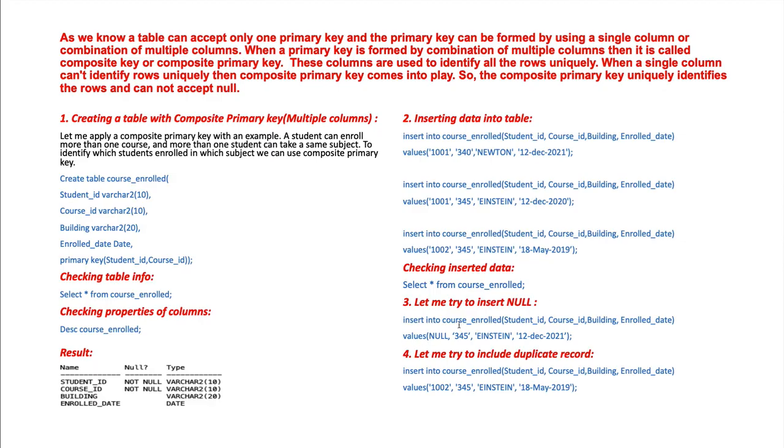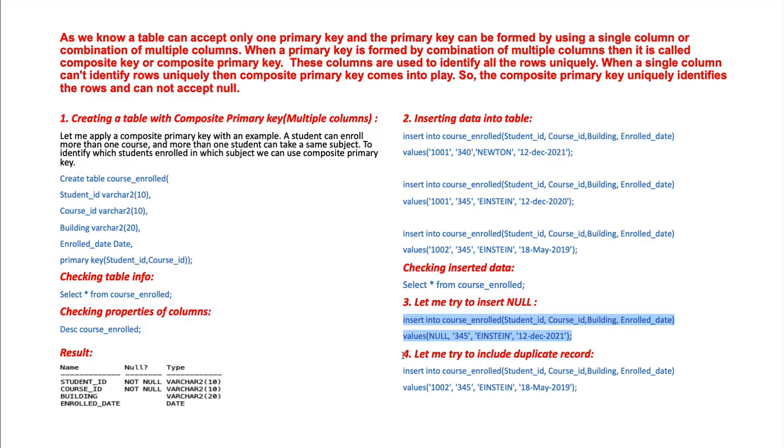Insert into table name. In place of student ID, I am going to insert null. When we run this code, it will display an error. The error says that we cannot insert a null value into student ID, because student ID is one of the columns used for the composite primary key. That's why we cannot add a null value.